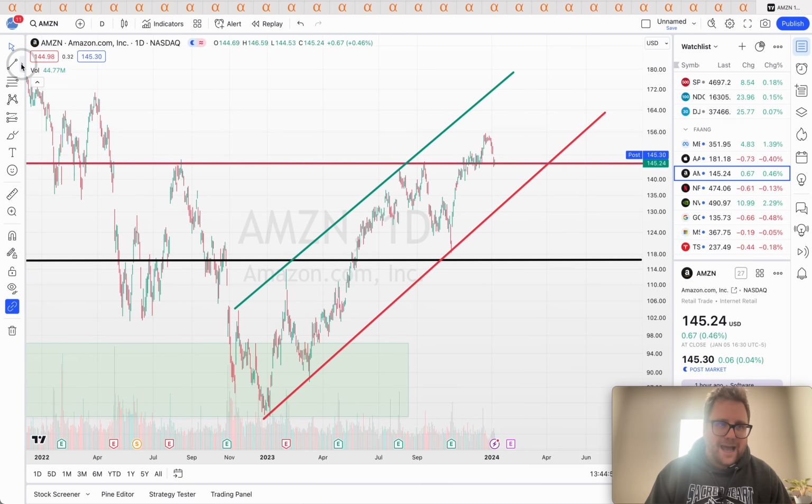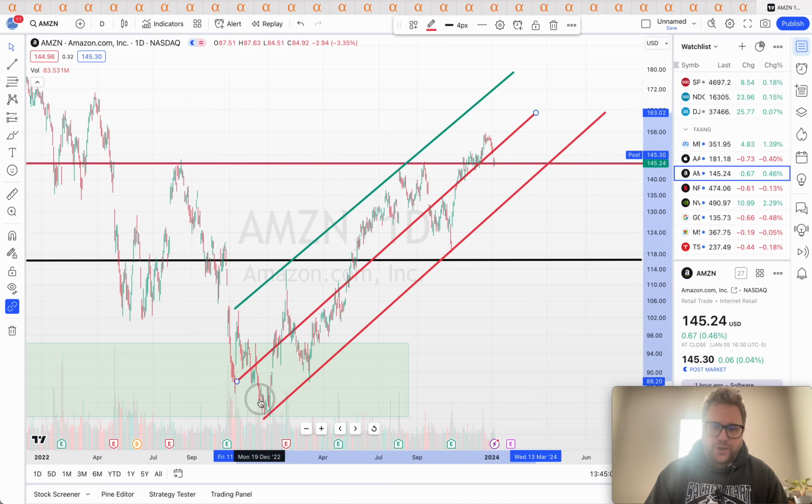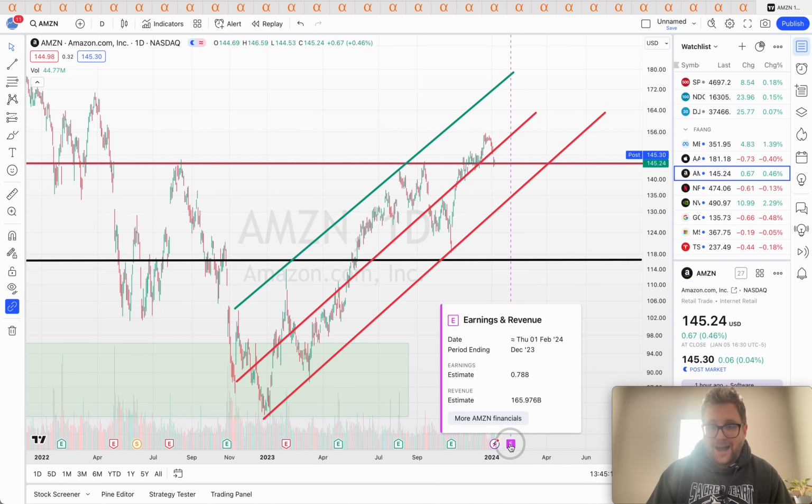Moving on to Amazon, you are just kind of splitting the range here on an uptrend that has really been intact since December of last year. So more than a year of uptrend for Amazon. You're sitting on a bed of support. Amazon reports their earnings on February 1st. Still got a couple of weeks to go.